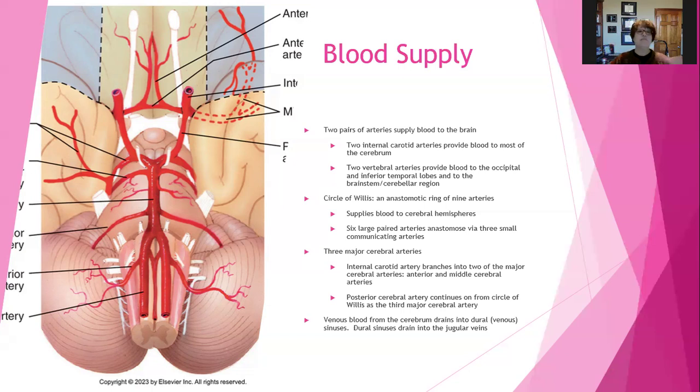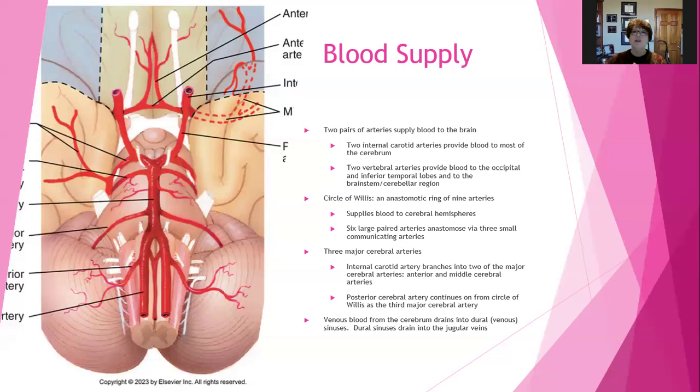The circle of Willis is pictured here, and it's an anastomotic ring of 9 arteries that supply blood to the cerebral hemispheres. So there's 6 paired arteries that join together, or anastomose, via 3 small communicating arteries. So if one part is blocked, it could go another way for a while. So it's kind of interesting. There's some redundant systems. The blood supply in the brain is also filtered by glial cells, and we'll talk about that a little bit later. But you don't want stuff crossing over the blood-brain barrier for the most part.